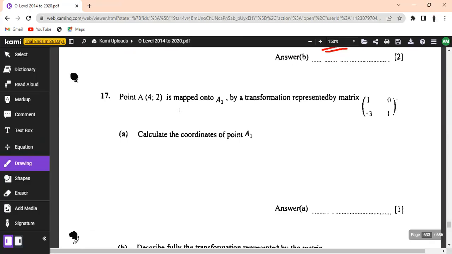It is mapped onto A1. So A1 here is the image, is mapped onto. So this is your image. What was mapped is the object. So this is your object here. This was mapped by a transformation represented by this matrix.